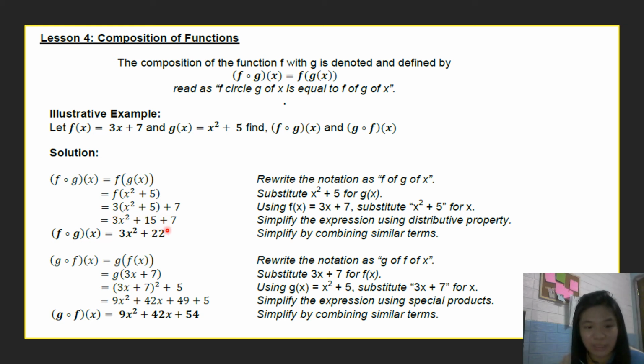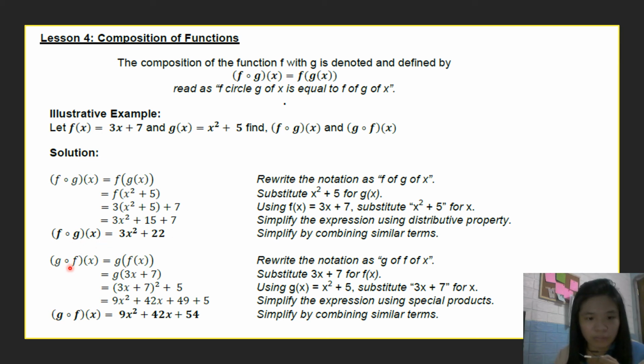Then, bring down 7. And then, we simplify. So, we can combine like terms, 15 and 7, and bring down 3x squared. So, we have 3x squared plus 15 plus 7 is 22. So, that is our final answer in f of g of x.